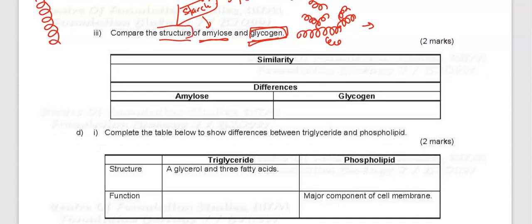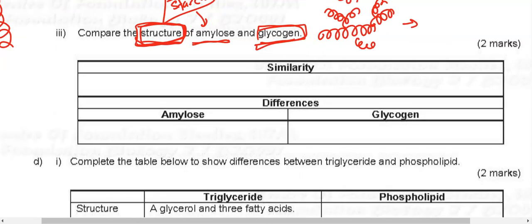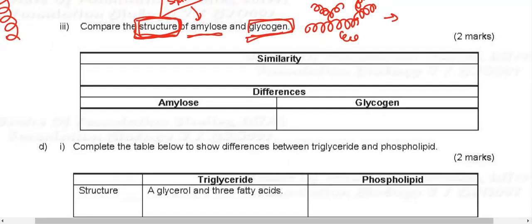Okay, so the question wants you to give your answer in terms of structure only. Okay, structure, do not give anything else. You don't mention in terms of function. For example, if you say the similarity between amylose and glycogen is that they function as storage carbohydrate, your answer would be wrong. Okay, so that is in terms of function. So your answer should describe in terms of structure.